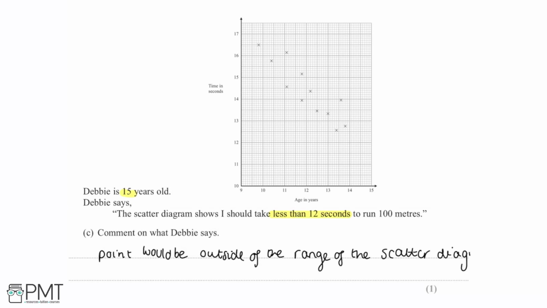And this means that we just can't reliably extrapolate or extend this data to come up with a time that it should take somebody who's 15 years old to complete the 100-meter race.